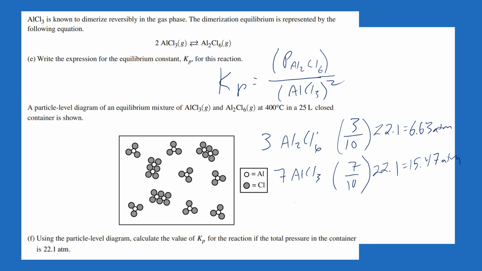And then finally, I can plug that into my Kp expression, the 6.63 from the Al2Cl6 on the top, and the 15.47 squared on the bottom, and I can find my Kp value is 0.0277.